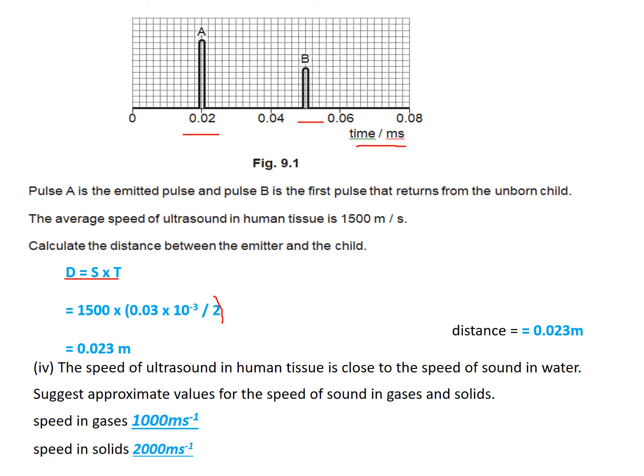Part 4. The speed of ultrasound in human tissues is close to the speed of sound in water. Suggest approximate values for the speed of sound in gases and solids. Speed in gases, 1000 meters per second; speed in solids, 2000 meters per second. It's just an approximate value.